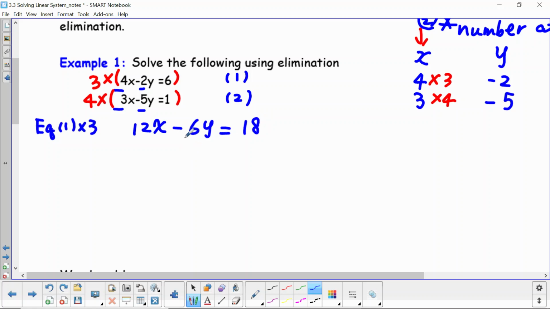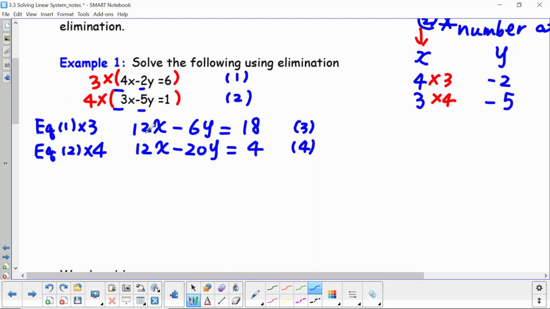And 3 times 6 gives you 18. So you must remember to multiply each term. Don't forget any term. Then equation 2 times 4. You will see 4 times 3 gives you 12. 4 times negative 5 gives you negative 20. 4 times 1 gives you 4. So we label it equation 3, equation 4.